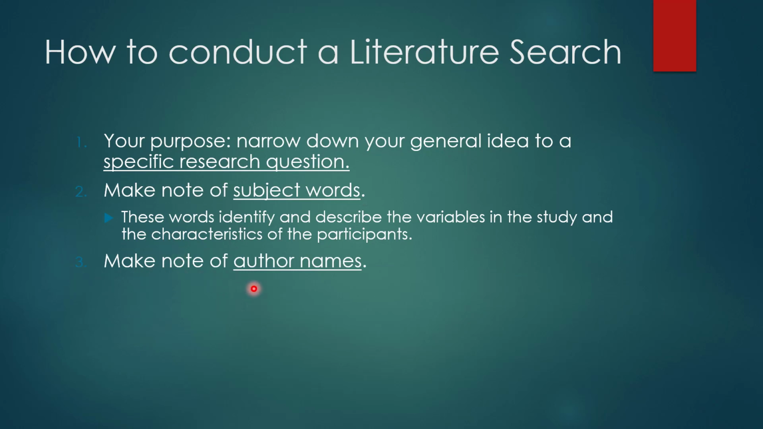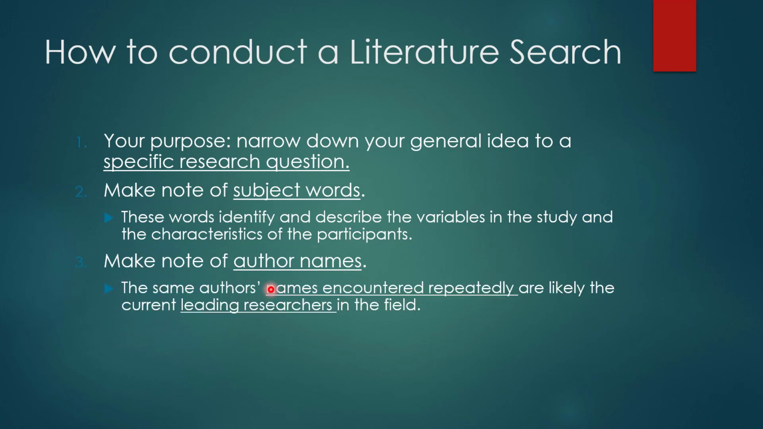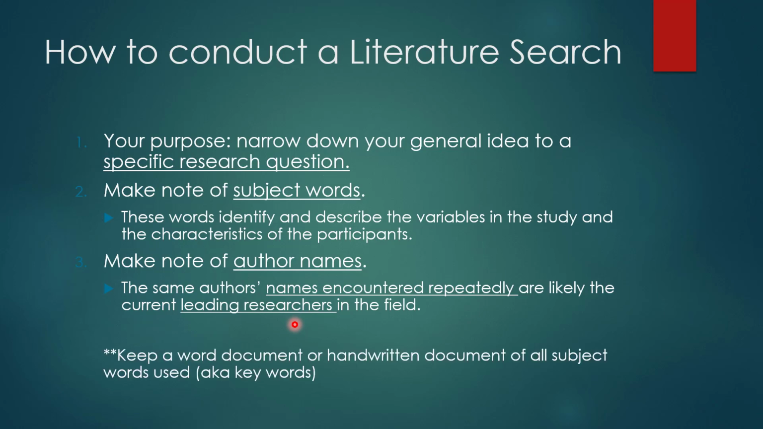Another thing that's helpful is to make note of author names. So as you're going through the literature, you might notice that one author's name comes up time and time again. Now, you don't want all 6 of your articles to be from the same author or the same group of researchers, but having 2, maybe even 3 might be okay if they're a lead researcher in the area. But make note of those names, because sometimes you could find other articles by just searching up their name. So again, some authors' names will be encountered repeatedly, and those are going to be considered those leading researchers in the field. Again, I recommend keeping a document of those keywords and author names as well.